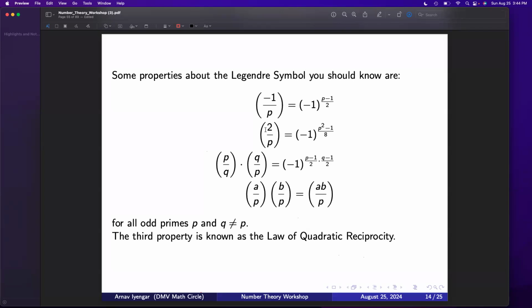So this is going to be important. Now the most important rule is probably this. I forgot, p has to be an odd prime.